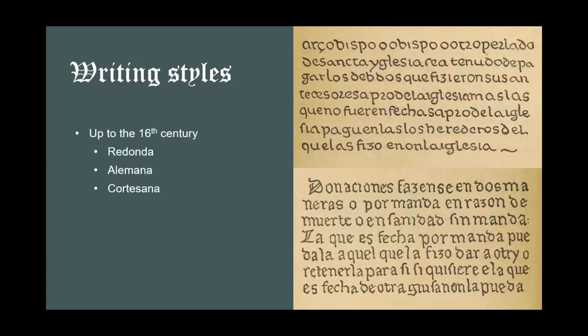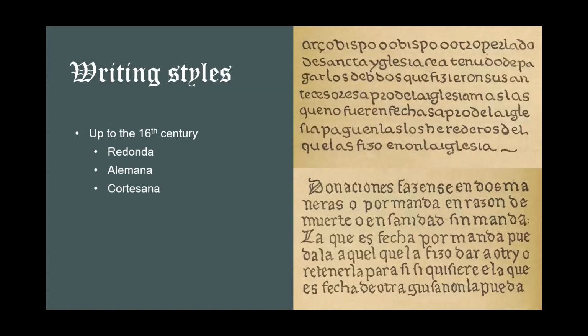So the writing styles that we first find are redonda, alamana, and cortesana. The first document you see on the upper right corner is an example of redonda writing. And in the lower bottom, you'll have an example of alamana. These handwriting styles come from much older ones. The redonda comes from Carolingian writing, which was standard around the 800s or so. And then the alamana comes from other Germanic languages that were in Europe at the time as well.